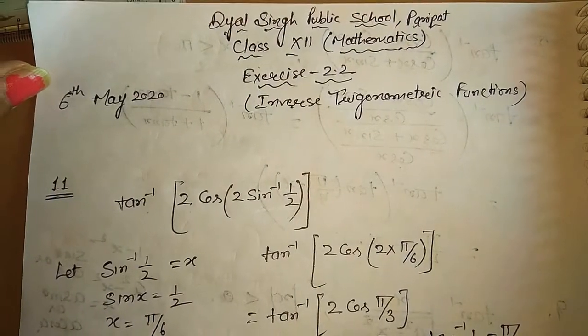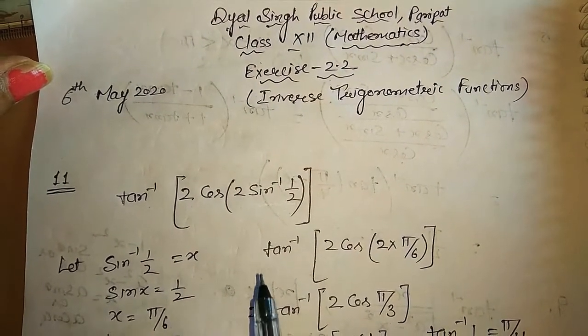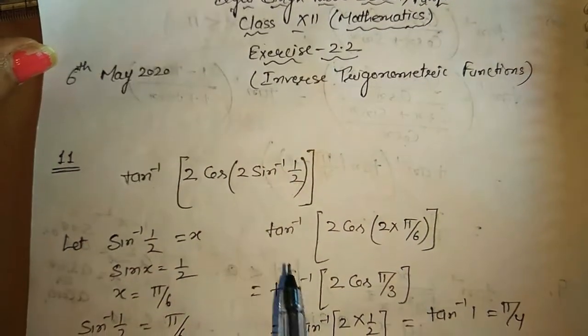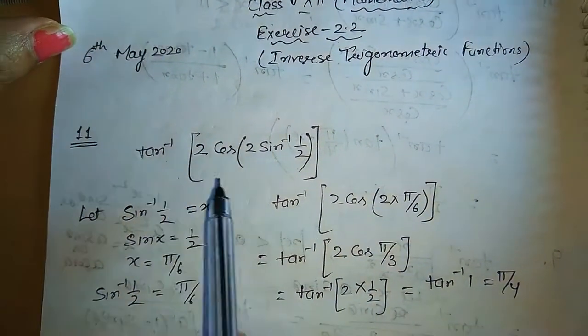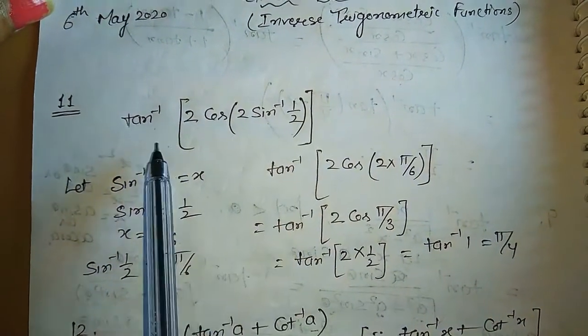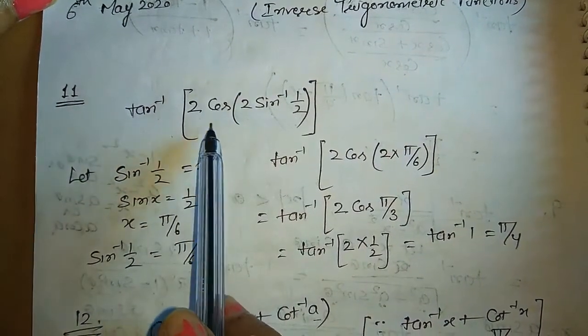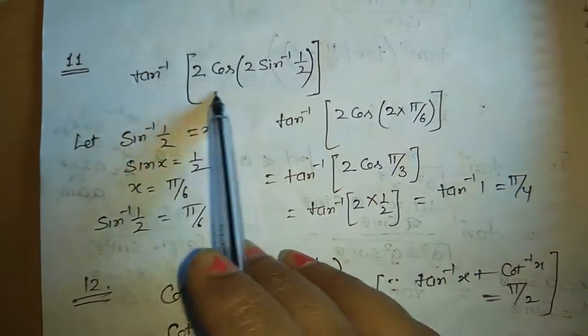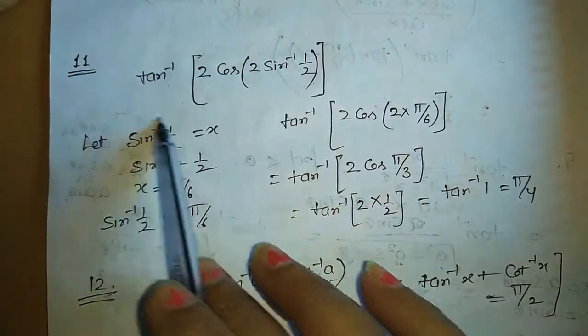Hello everyone. Today we will discuss questions of 2.2 exercise from 11 to 21. So in the 11th question, we have to find the values of these. In the 11th question, tan inverse (2 cos 2 sine inverse 1 by 2), and we have to find its value. It means we have to solve it.